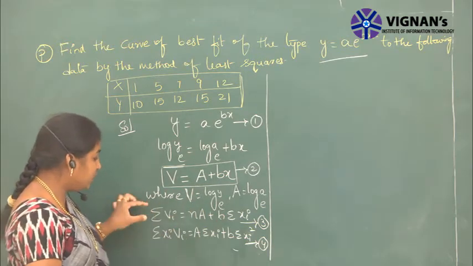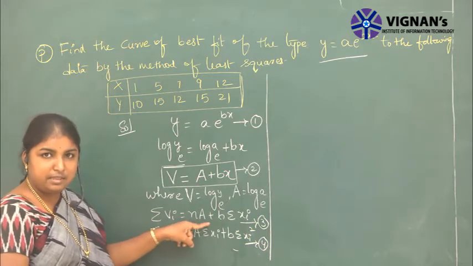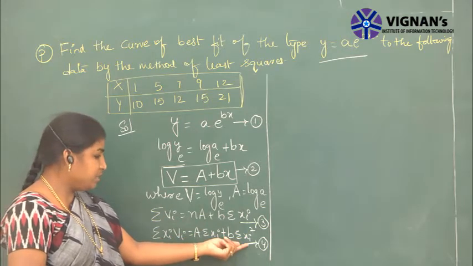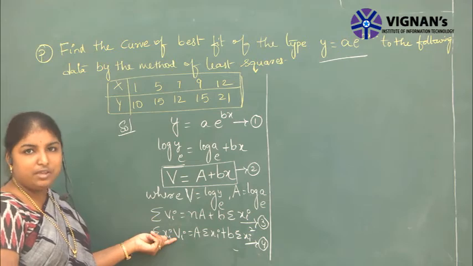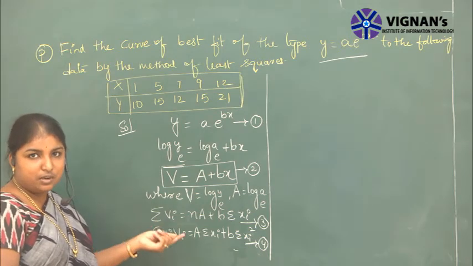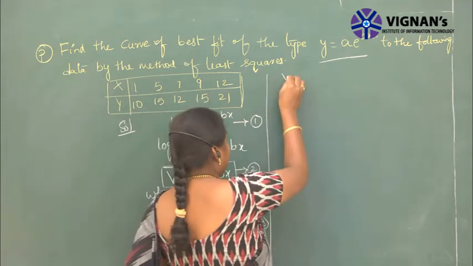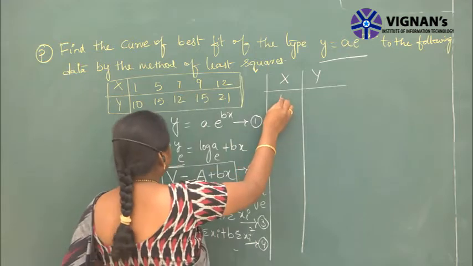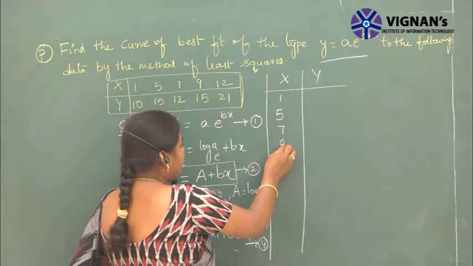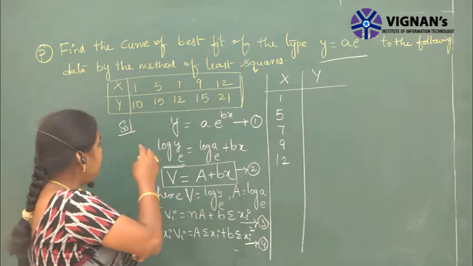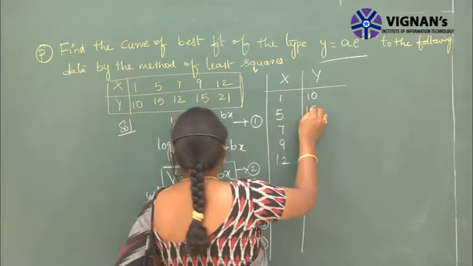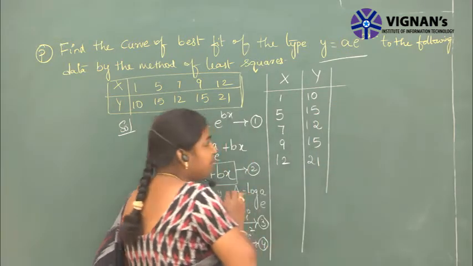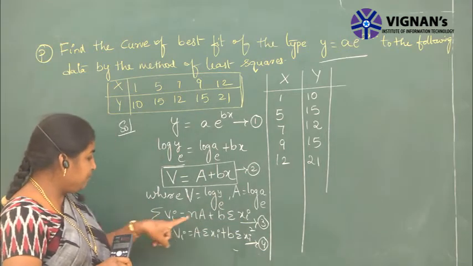Before that, for finding these A and B values, we have to find summation Vi, summation xi, summation xi square, and summation xi Vi values. So for this we are constructing a table. In the table I am taking x values and y values. The x values given are 1, 5, 7, 9 and 12, and the y values given are 10, 15, 12, 15, 21.